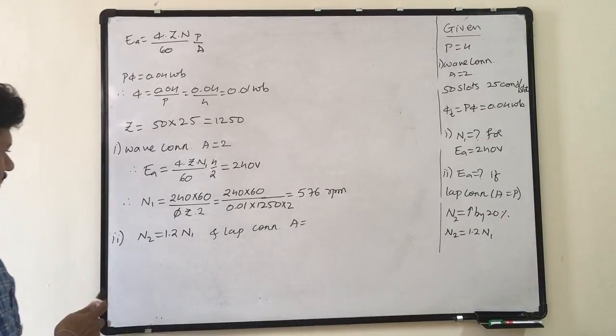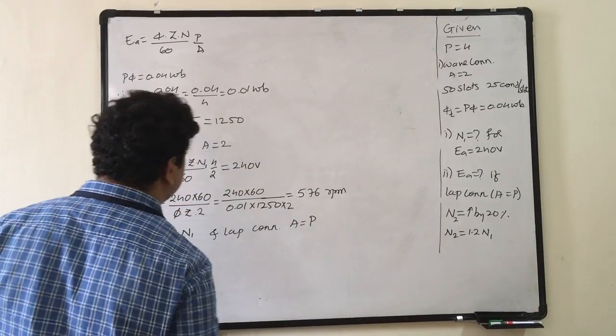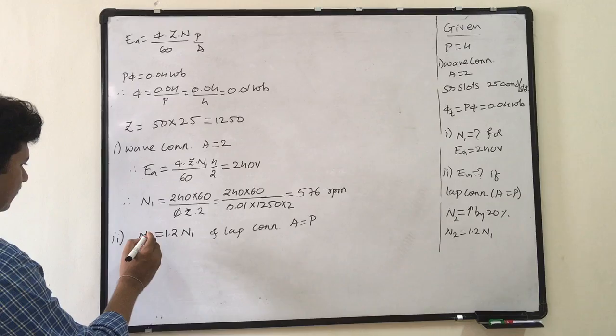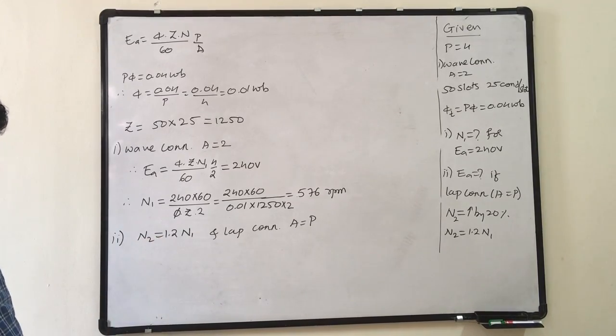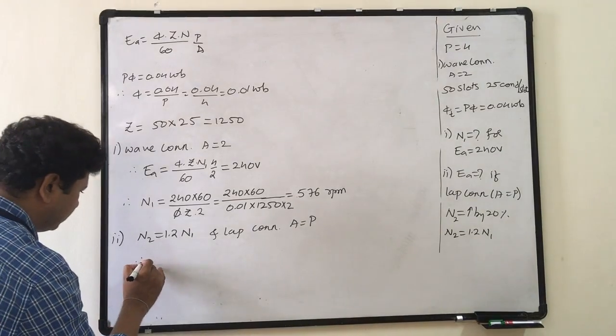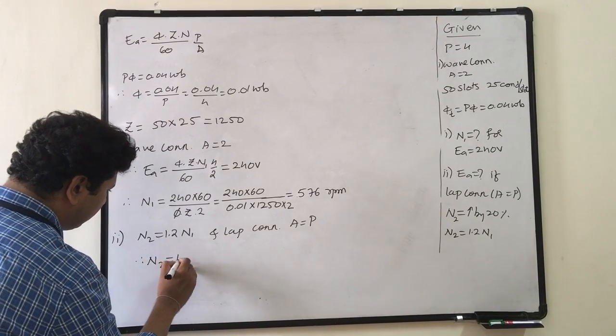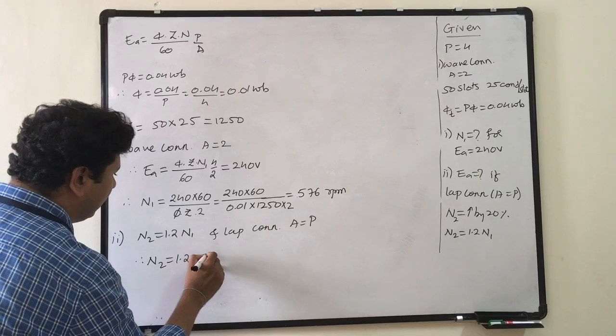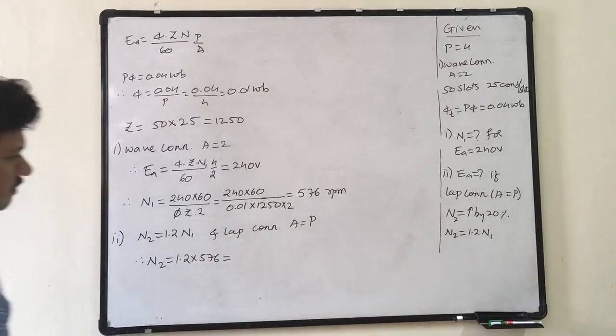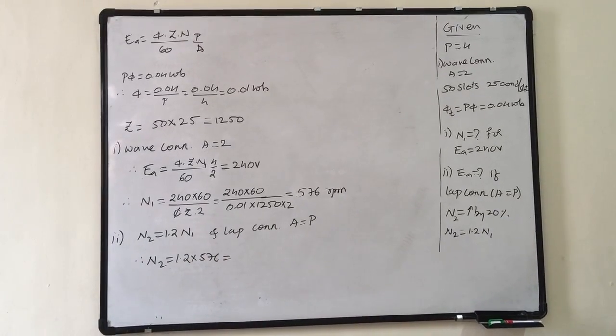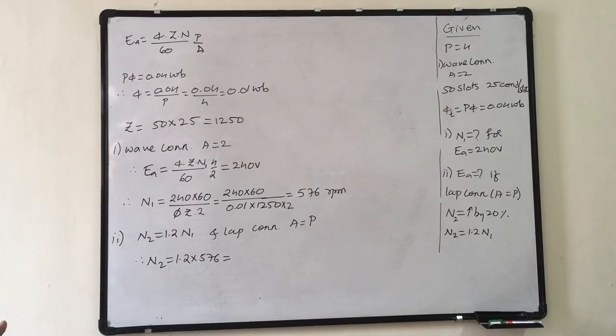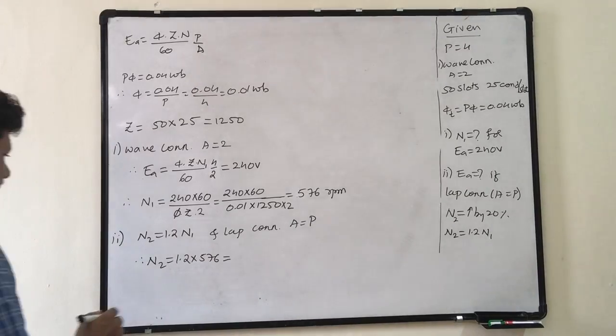Now in lap connected, A is equals to P, N2 is 1.2 times N1. So therefore what is N2? Now N2 is 1.2 times 576 RPM, 20% more. It is 691.2.